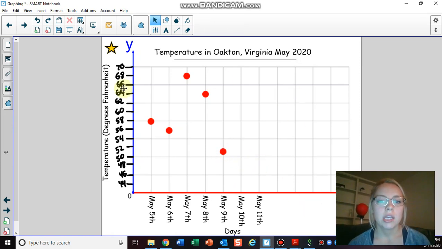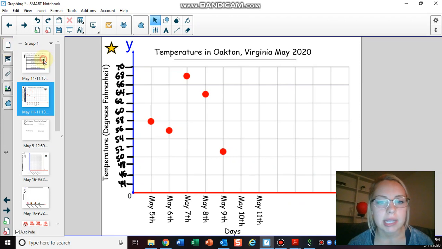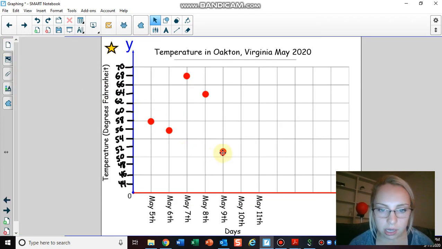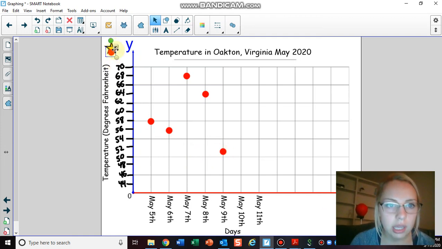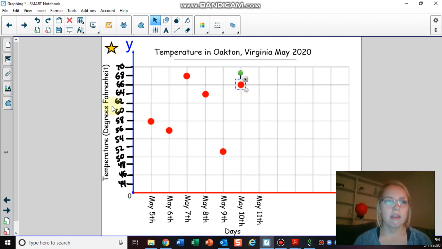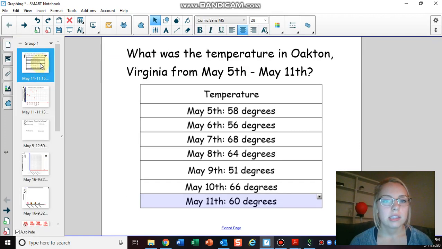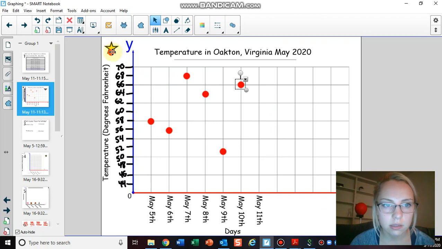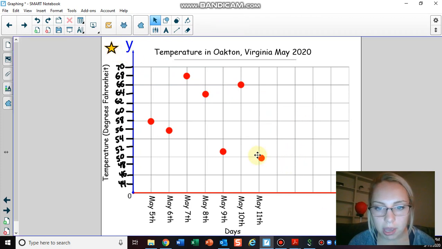Okay, now back to our data chart. May 10th, the temperature was 66 degrees, so we need another red dot. We're going to line it up with 66. And finally, the temperature for May 11th, which was yesterday, was 60 degrees. So we're going to go to May 11th and line this up with 60.